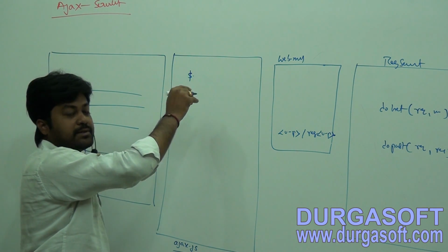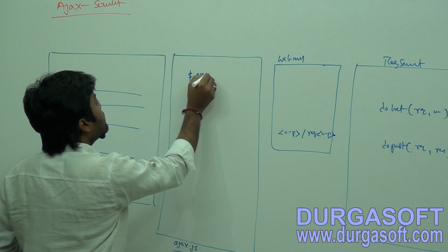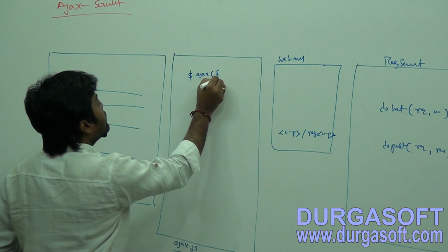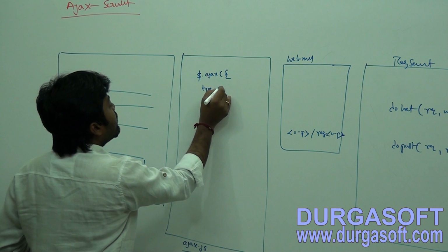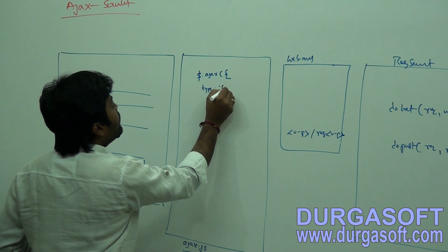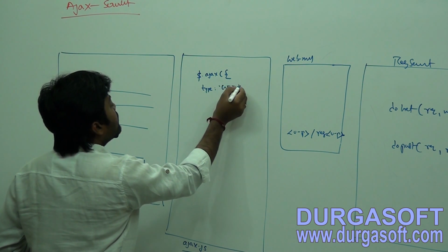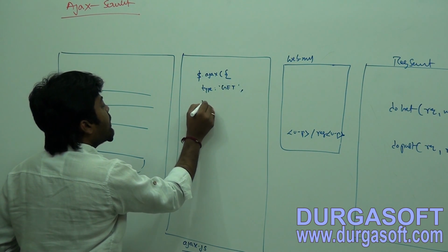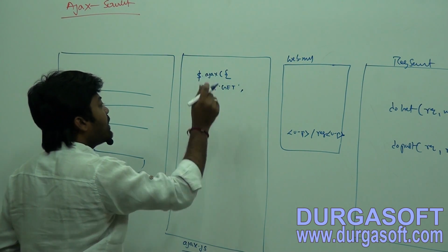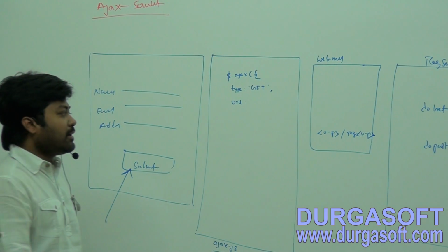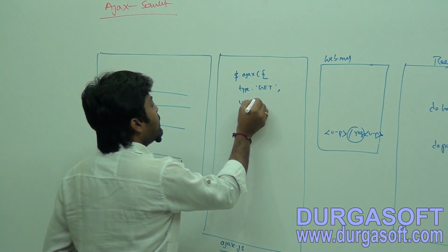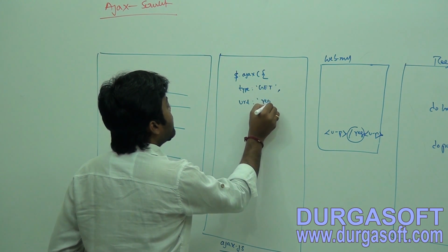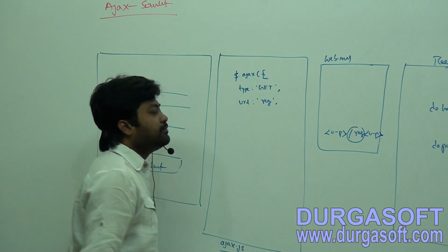This one is jQuery Ajax. Ajax of type colon get or post, comma, URL. Our URL pattern is what? To call the registration servlet, it is reg. So this is my URL pattern: URL reg, comma.